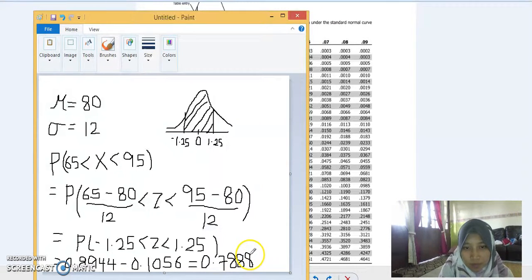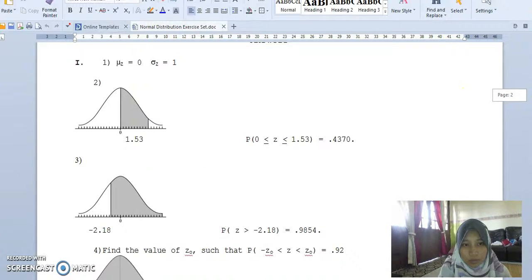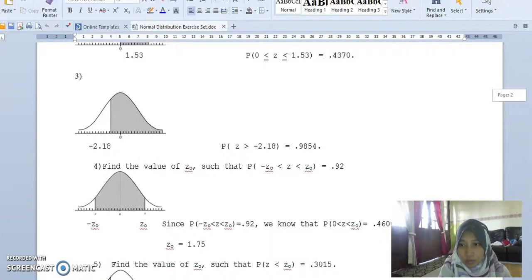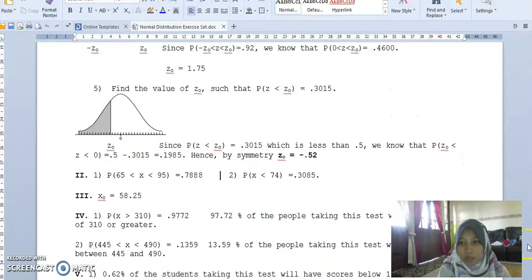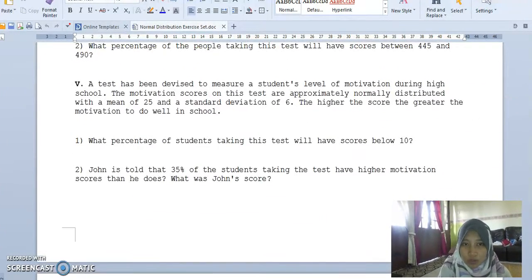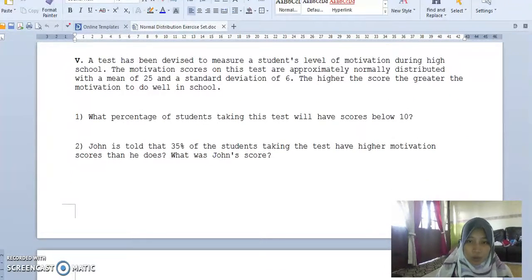Okay, alright, so now let's check our answers there. So this is number 2, 1. Okay, here. So we managed to get the answers for question number 2. Alright, there's one more example that I would like to show you. Okay, let's have a look at question number 5. Okay, I need to show you a question that gives you the probability and you want to find the value of x.